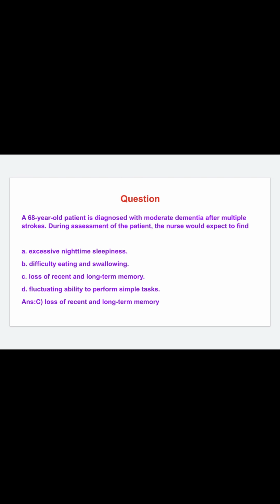Practice question number 1: A 68-year-old patient is diagnosed with moderate dementia and multiple strokes. During assessment, the nurse would expect to find excessive nighttime sleepiness, difficulty eating and swallowing, loss of recent and long-term memory, or fluctuating ability to perform simple tasks. The answer is loss of recent and long-term memory, because dementia is related to memory loss. We already discussed it. So the correct answer is C.